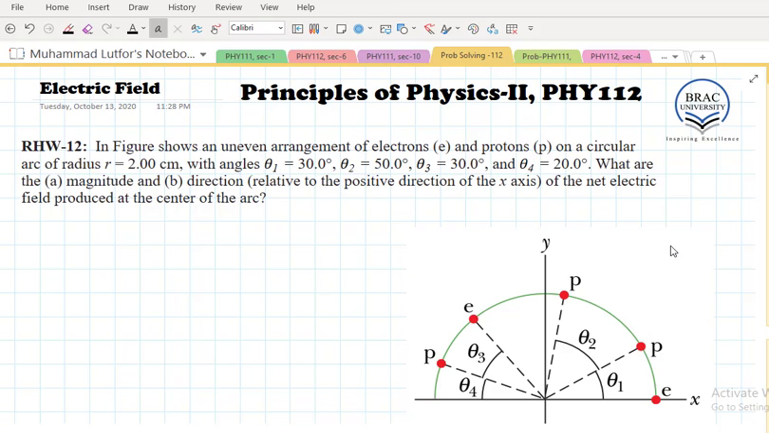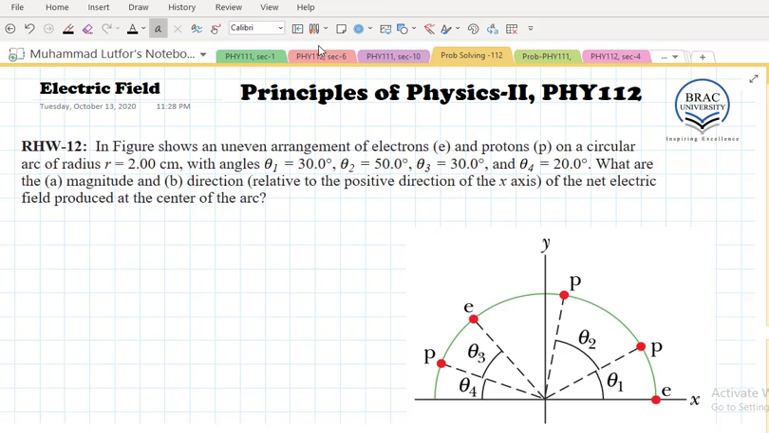This is the problem from the electric field chapter, chapter 22 of Resnick, Halliday and Walker, and the problem number is 12, from the 10th edition. In this problem, there are two types of charged particles, the electron and the proton, in an uneven arrangement on a circular track of radius r. This r is 2 centimeters.